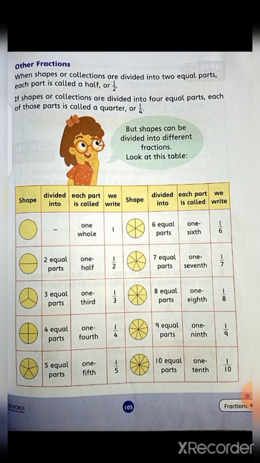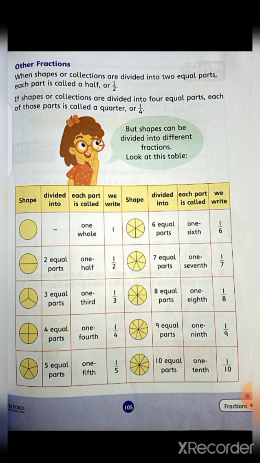Next, page number 105. Other fractions. When shapes or collections are divided into 2 equal parts, each part is called a half or 1 over 2. Please underline this. When shapes or collections are divided into 2 equal parts, each part is called a half or 1 over 2. It can come in your objective or in MCQs also.